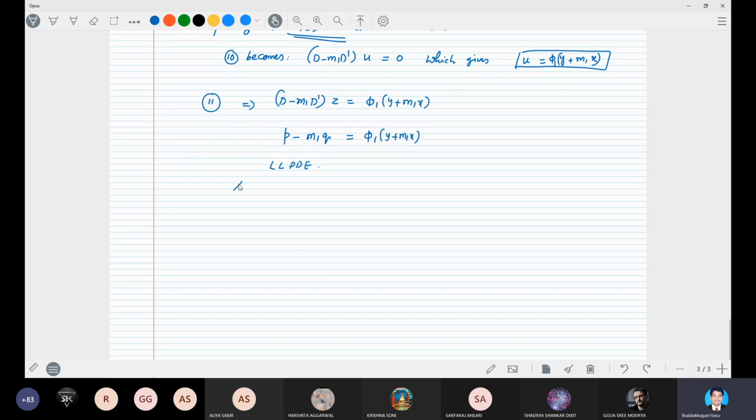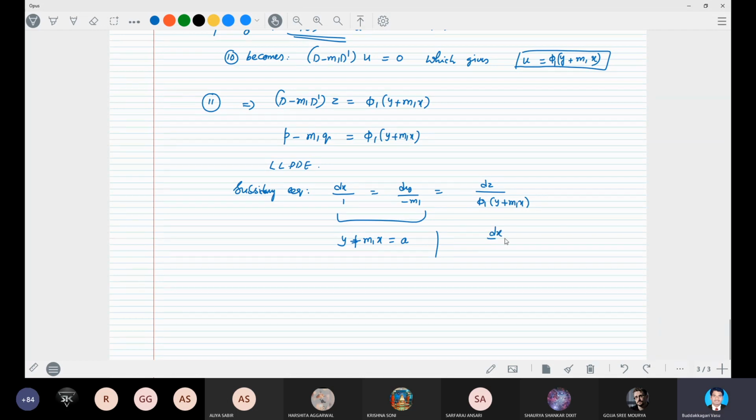So its subsidiary equations are dx by 1 is equal to dy by minus m1 is equal to dz by phi 1 of y plus m1x, right? So the first two give y plus m1 into x is equal to a. And then the first and last, you take it.